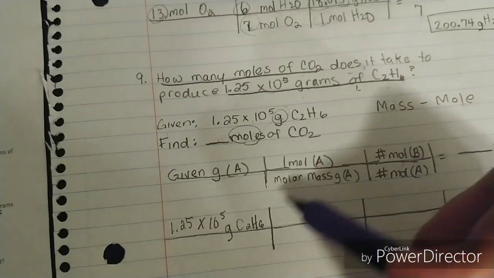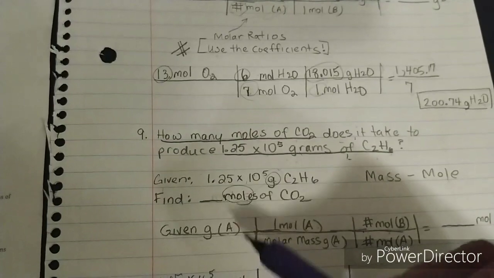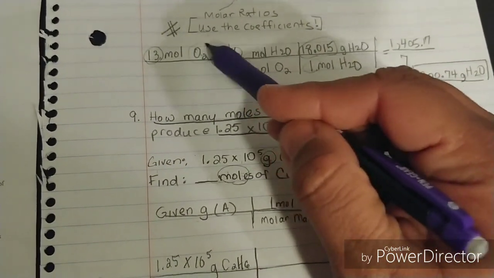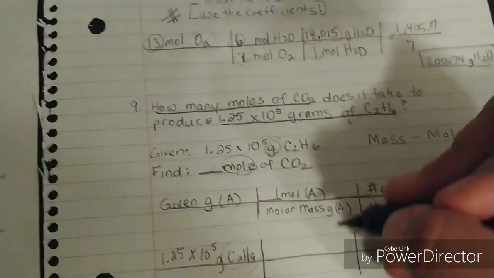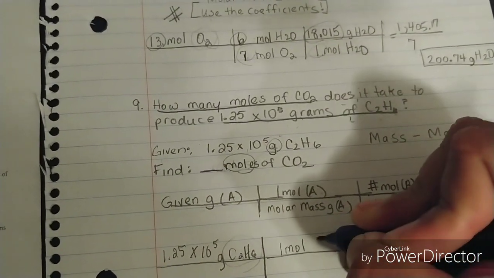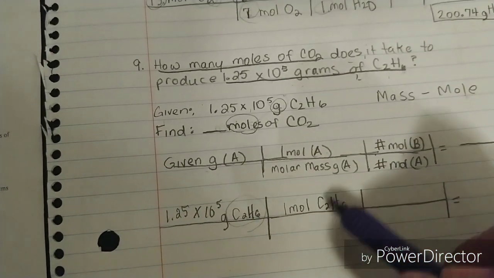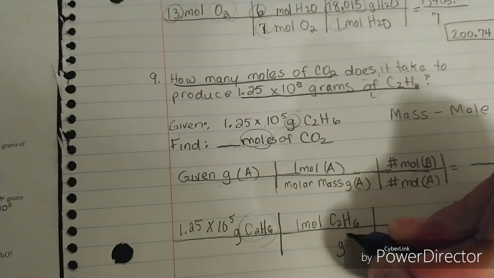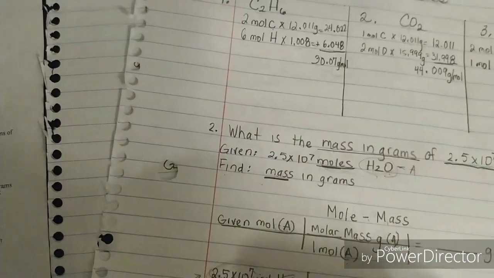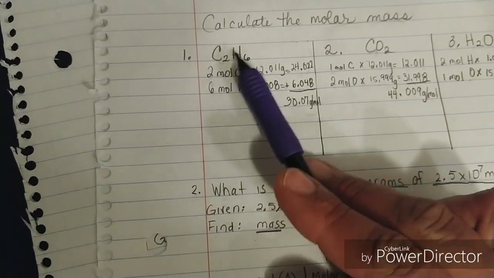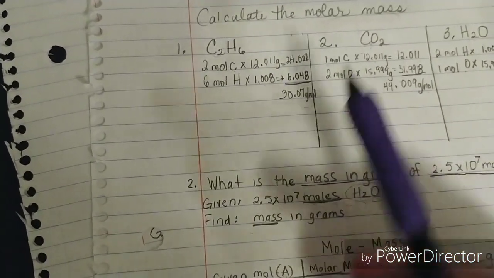Now it says to put 1 mole of A. So in this case, A is going to be C2H6. So again, remember A represents the chemical that's in the given. So this is our chemical in the given for number 9. Okay, so it's going to be 1 mole of C2H6. And underneath it, we're going to put the molar mass in grams of C2H6. Okay, so we already know that information. Here's the molar mass of C2H6 that we did at the beginning. And so it's 30.07.